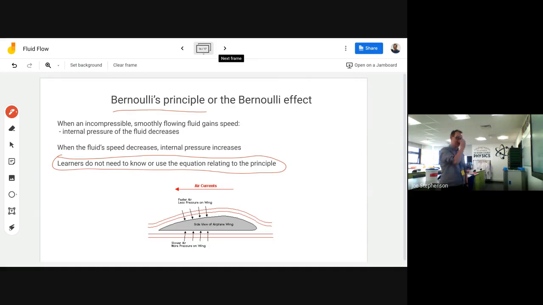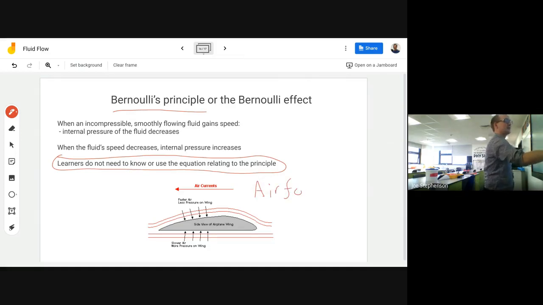Now, here we have a very simple airfoil. So you might see this called an airfoil. If you hear that word airfoil, what it essentially means is one of these. It's a wing, okay? And wings are designed to cause lift, okay? So what makes a plane fly? It's wings, essentially. Obviously, it needs an engine to give it thrust, but it's the wings that give it the lift, that take it off the ground.